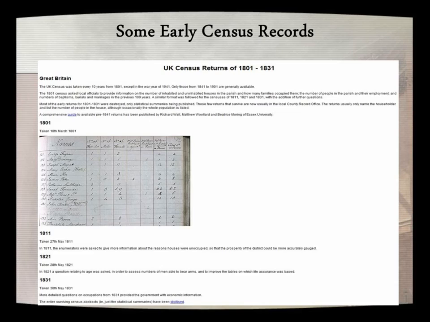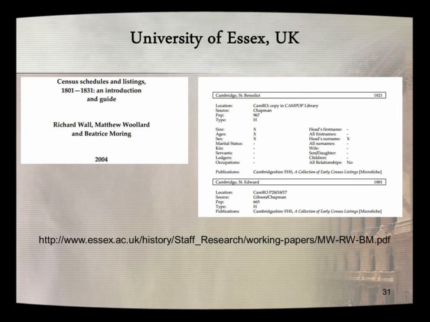Now, many of these records are not available. That's just a plain fact. But there are fragments that are available. And the University of Essex has created a PDF that you can download. And this is exactly what it says, the census schedules and listings 1801 to 1831. And it was done in 2004 through the University of Essex staff. And they've compiled a list by area of where those records are and what survived.